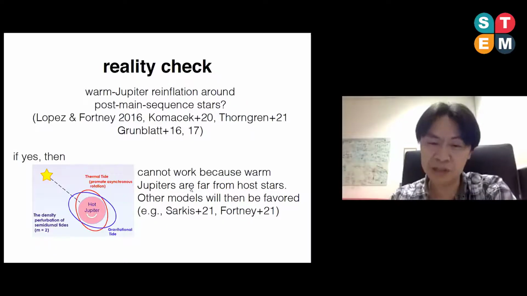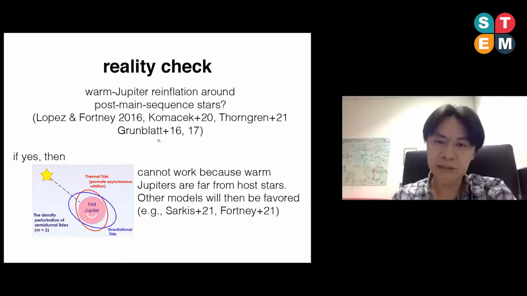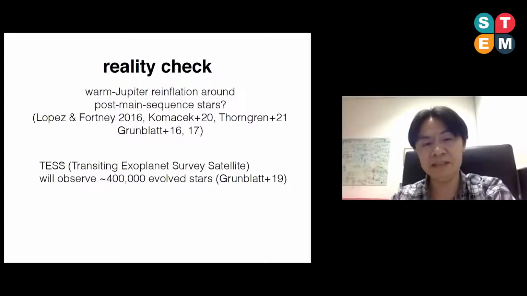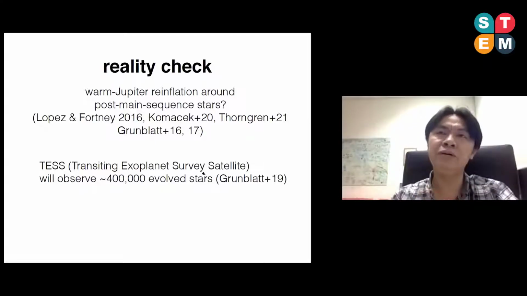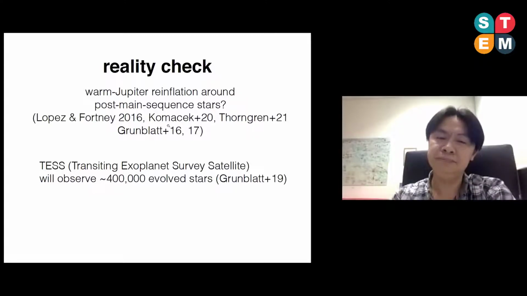I didn't have time to talk about other models, but the audience can refer to the papers above to understand other models. It's worth mentioning that TESS is the successor of the Kepler Space Telescope. It will observe about 400,000 evolved stars, which will give a big sample of data, which can be used to determine whether warm Jupiter inflation can really occur around evolved stars.